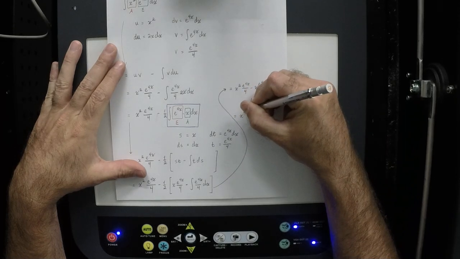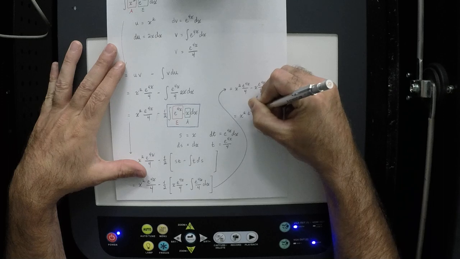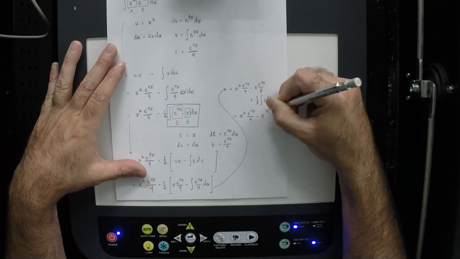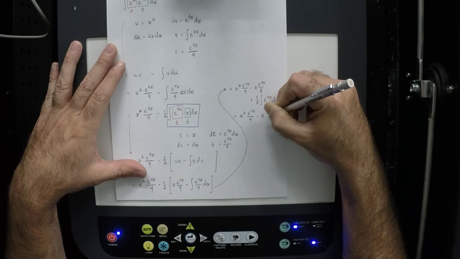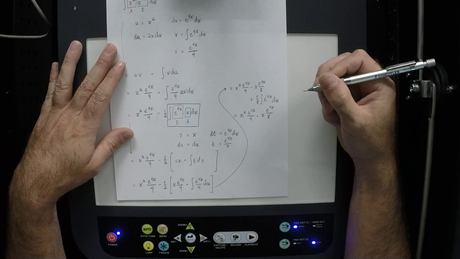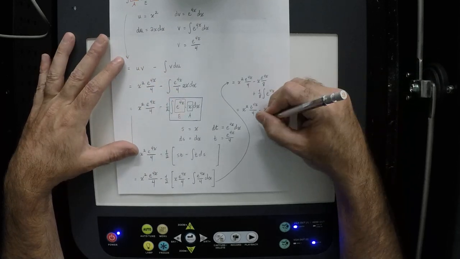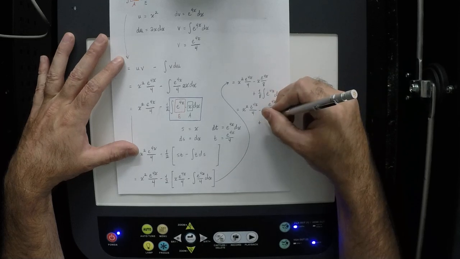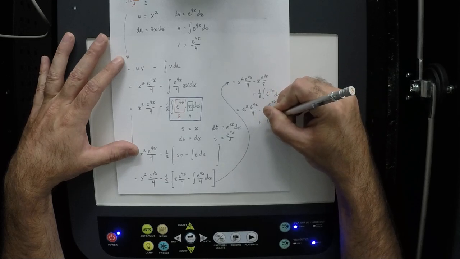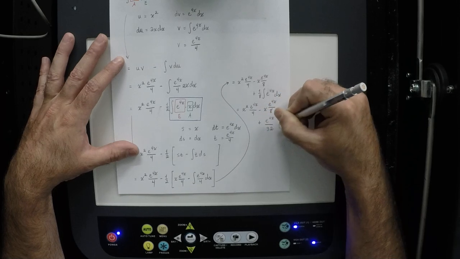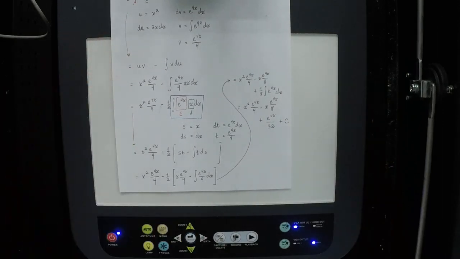So x squared e to 4x over 4, and then minus x e to 4x over 8. Where did that half come from? Right there. And then plus e to 4x over 4, so that'd be 1 over 32, right? So that'd be e to 4x over 32 plus a constant. 32, because there was already an 8 down there. Okay. Any question about this one?